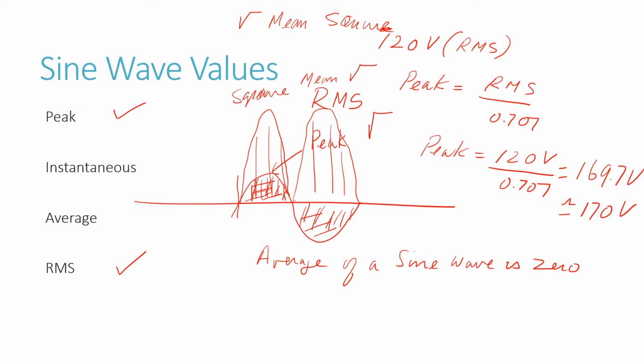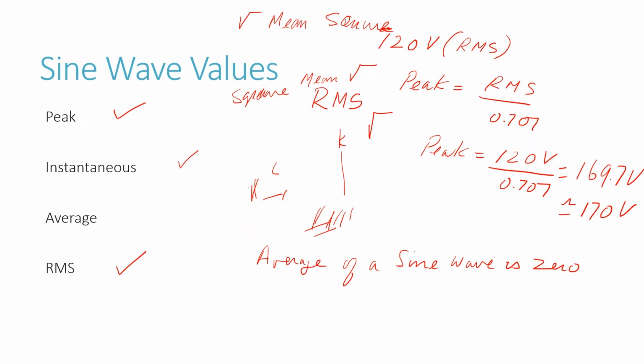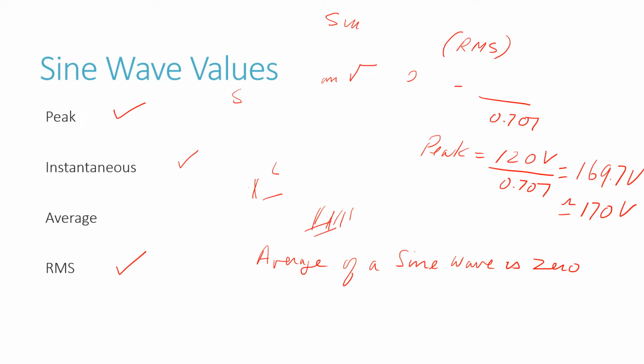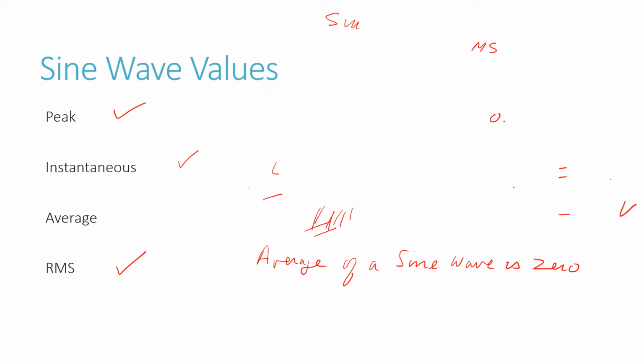Okay? Now, we finally have to look at what's the instantaneous. The instantaneous value is simply the value of the sine wave. Okay, let me clear away some stuff. Okay, I'm going to clear away to start fresh so we can start with a clean board.